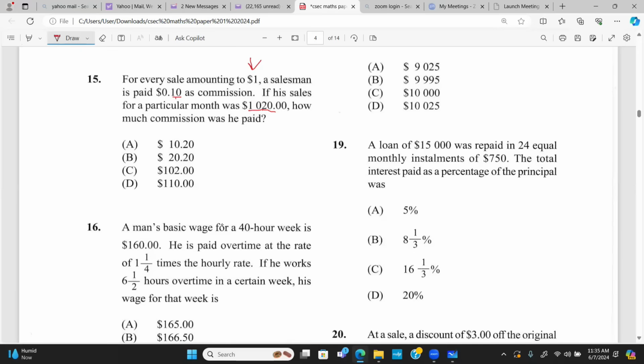You multiply. For every dollar, it's 10 cents. So I can multiply this by 10 cents, because for every dollar is 10 cents. That's a nice number to multiply too. So when you multiply, you're going to get all of that the same. But remember, move one place of the decimal, boom, right here. So it's $102 he's going to get as commission. It says, how much commission was he paid? Boom. So basically, as you can see, 10 cents of a dollar is actually 10%.